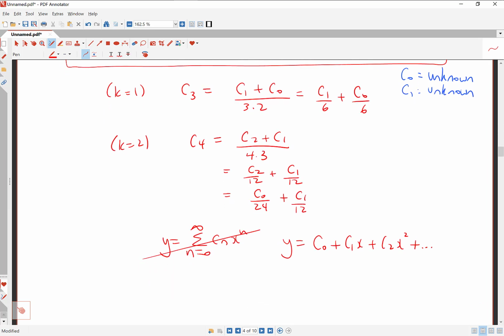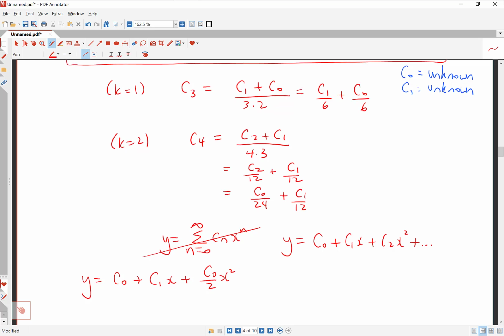So now let's start plugging in our appropriate coefficients. So y is C0 plus C1x. We said that C2 was C0 over 2. So we got C0 over 2x squared. We figured out that C3 was C1 over 6 plus C0 over 6. So that's our coefficient of x cubed. And then we'll write down one more coefficient here. C4 was C0 over 24 plus C1 over 12. So that's our coefficient of x to the fourth.